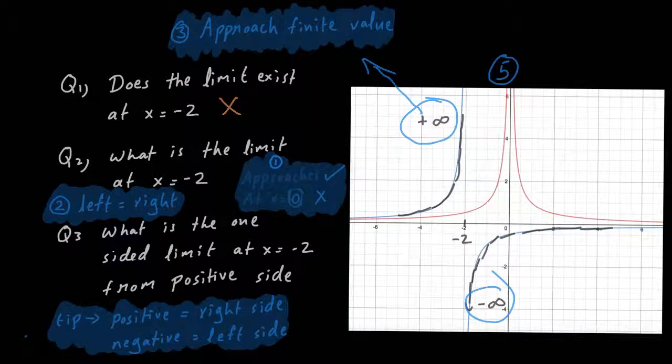What is the limit at x equals minus 2? It does not exist. And question 3. What is the one-sided limit at x equals minus 2 from the positive side? If we see it from the positive side, we can see that it is approaching negative infinity. Hence, the answer is negative infinity.